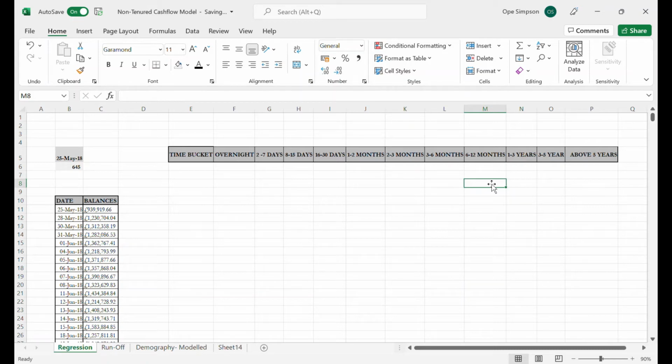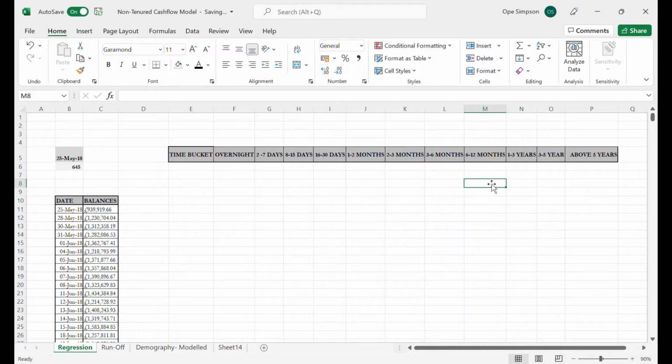Hi guys, today I'm going to illustrate how to model non-tenured cash flows in three different ways and allocate them to time buckets based on their behavior. While it is easy to allocate tenured cash flows such as bonds and fixed deposits, as these funds have a set maturity date, it is a bit more complex performing this on non-tenured cash flows such as savings, current accounts, and other non-contractual cash flows.